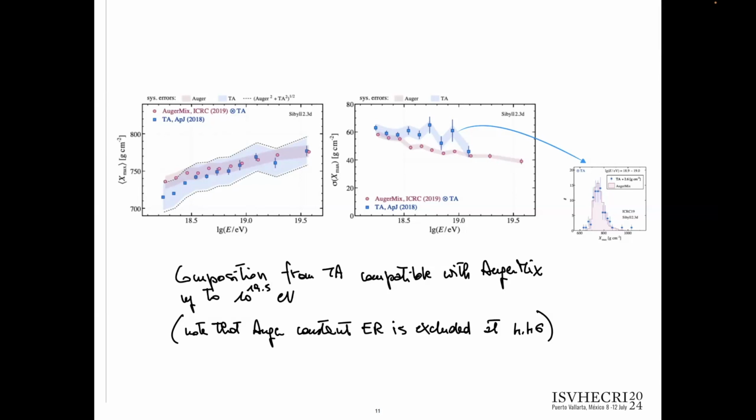But on the other hand, Auger is excluding a constant composition, because in our elongation rate, we can exclude a constant evolution at 4.4 sigma. So this is the problem at the highest energy. Once again, this points to needing more events to look at composition in the suppression region, because we don't go above 10 to the 19.5.